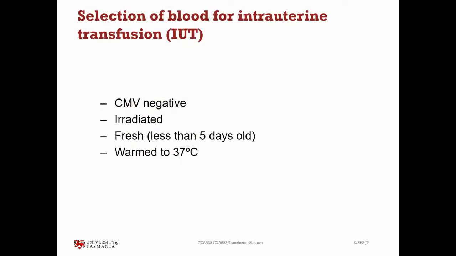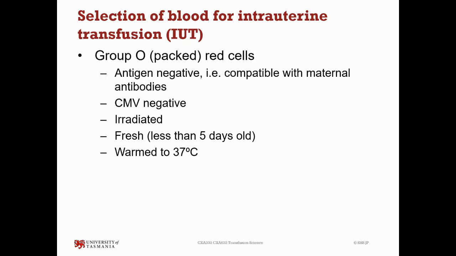So when we are selecting blood for intrauterine transfusion, what group of blood are we going to be selecting? So we use packed red blood cells. So are we going to use blood that is compatible with the mother, blood that is compatible with the fetus, or a particular blood group? And the answer is group O. We use group O packed red cells.